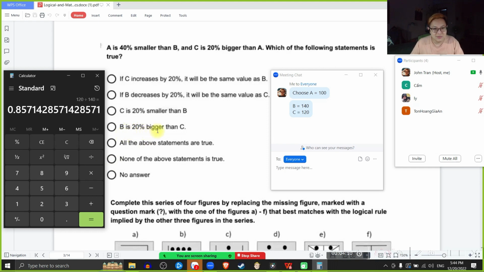And then B is 20% bigger than C: you take B divided by C, it's 1.17. It means that B is 17% bigger than C actually. Cái con số đằng sau dấu chấm này nghĩa là 117%, tức là B chỉ bự hơn C 17% thôi, chứ không phải 20. It's not 20%, so this one is wrong as well. So the answer is none of the above statements is true.